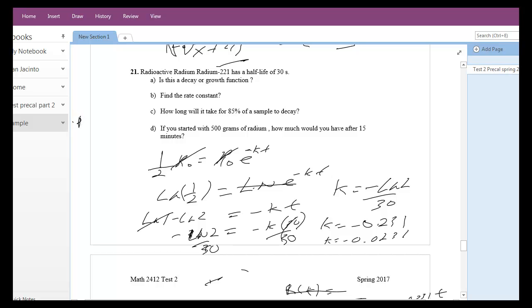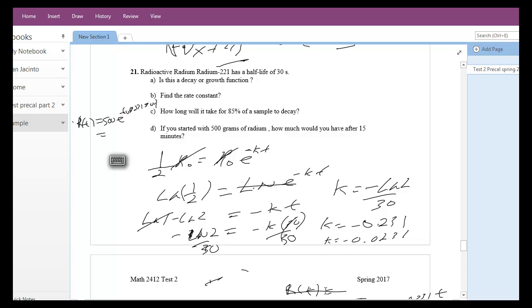It gives me RT equals, how much we starting with? 500. How much time we have? 15 minutes. But you got to remember, I'm trying to get you minus 0.0231. 15 minutes is how many seconds? 15 times 60 is 900 seconds. So that's just a straight plug-in calculator problem. And I think that turned out to be very, very small. Let's see what we get.